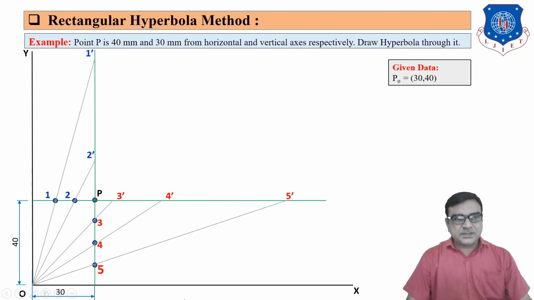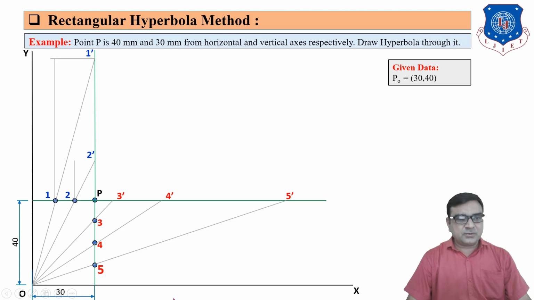Now for obtaining the rectangular hyperbola points, we have to draw the horizontal line from this 1 dash and the vertical line from 1. Both are perpendicular to each other. And this point is a point of the hyperbola.